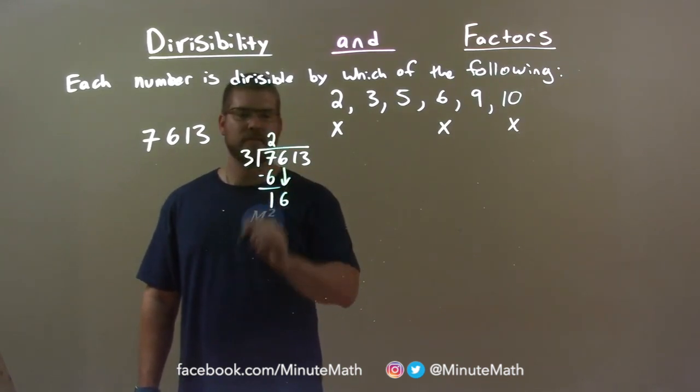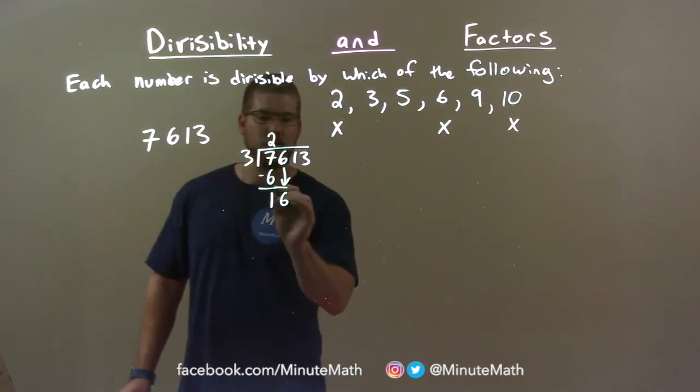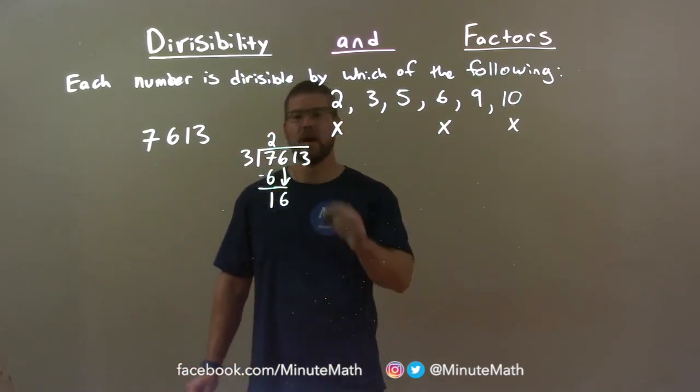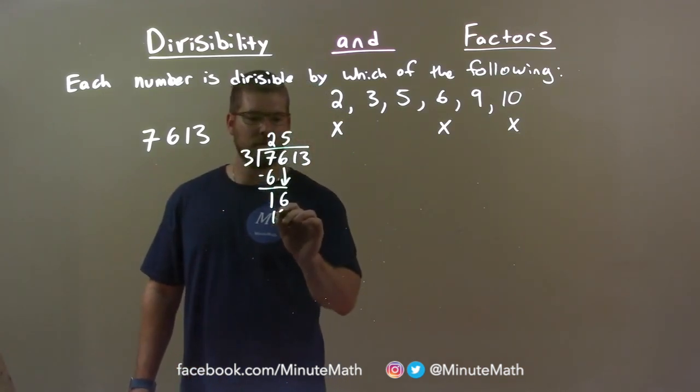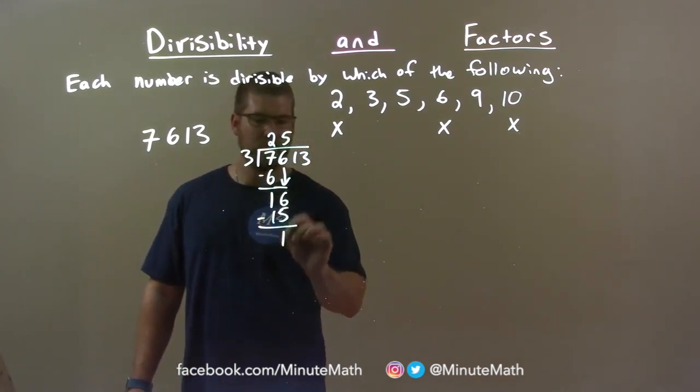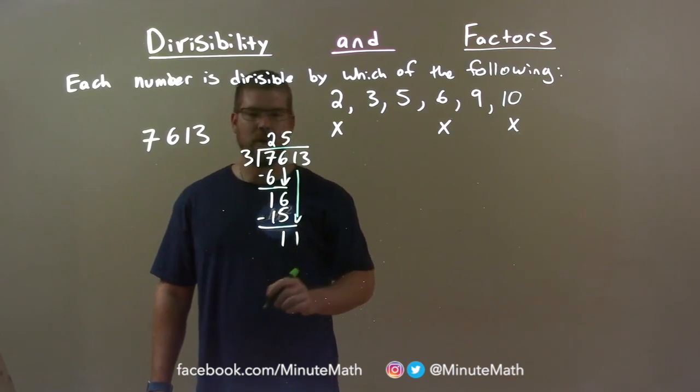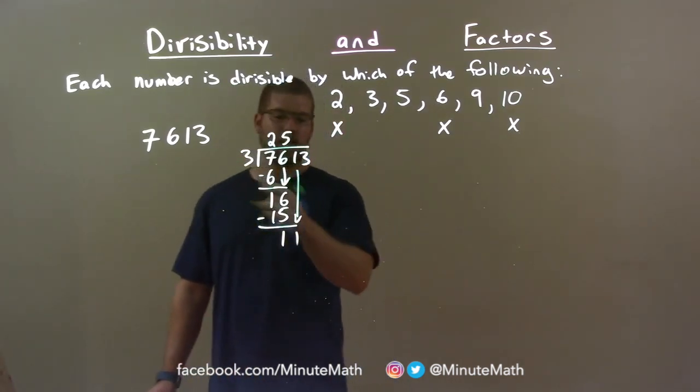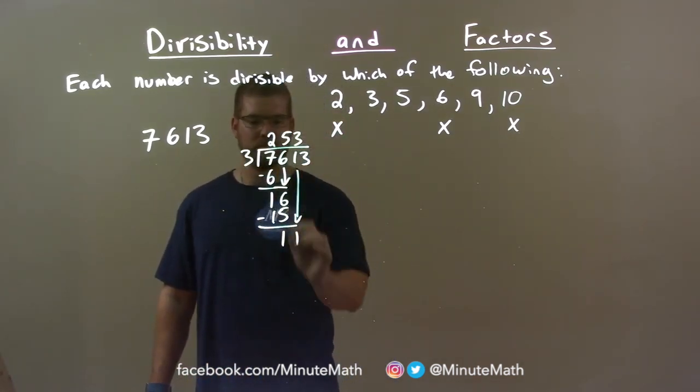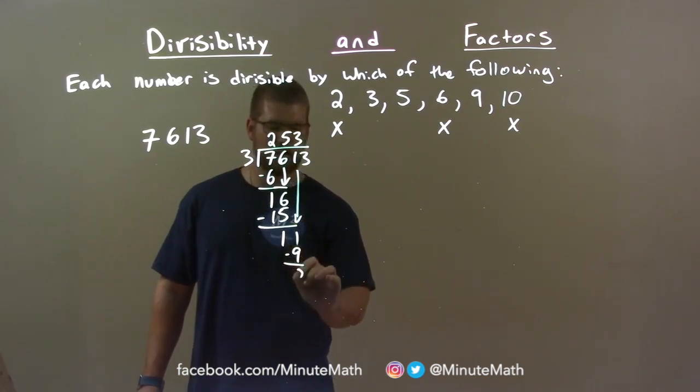Bring down the 6. 3 into 16. Well, 3 goes into 16. That's going to be 5 times. 5 times 3 is 15. Subtract, we get a 1. Bring down this 1. 3 goes into 11. 3 times. 3 times 3 is 9. Subtract it, get a 2.